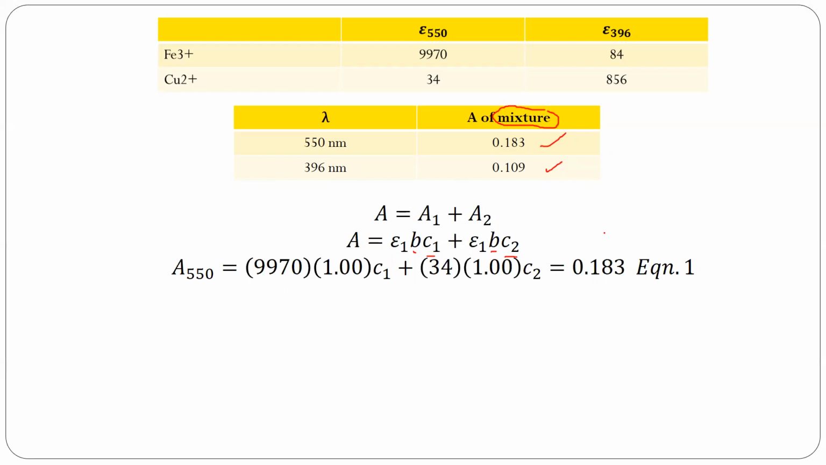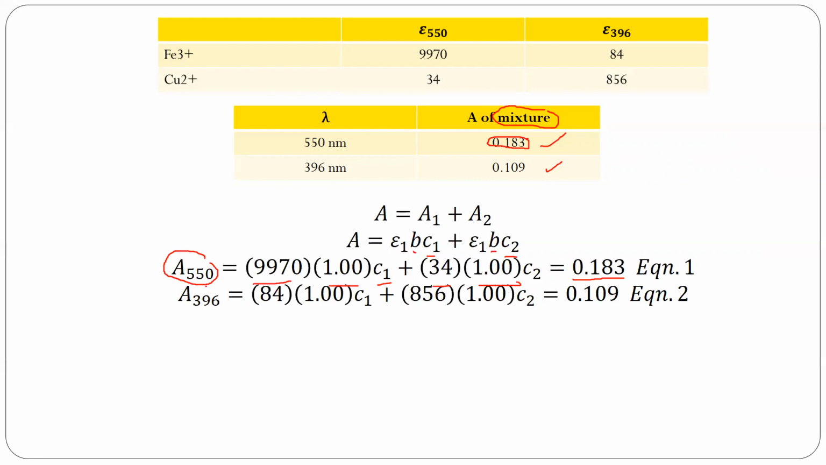Now, let's consider first absorbance at 550 nanometers. Ano yung absorbance na yun? Ayun no, 0.183. So you'll substitute yung given. So epsilon 1, 9970. Path length is 1. C1 is unknown. Epsilon 2 is 34. Just refer to the table. I'm sorry, it should be, tama, 34. And then, path length is still 1.